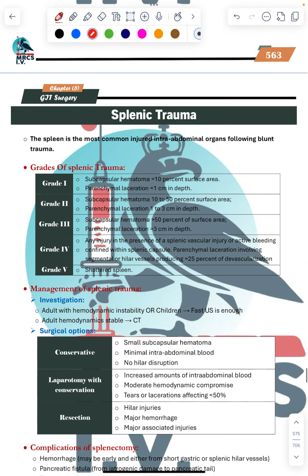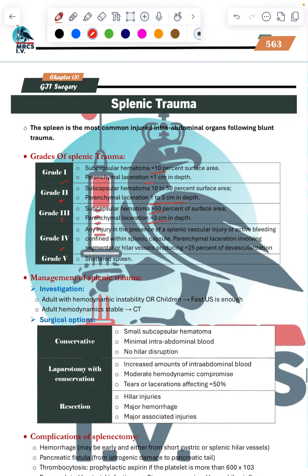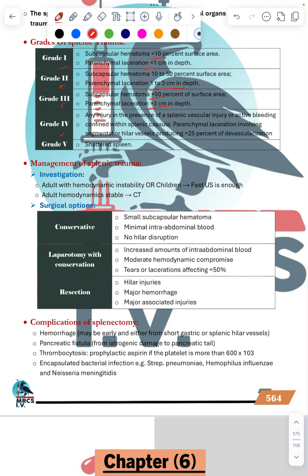So these are the splenic trauma. The spleen is a commonly injured organ. It lies under the 9th to 11th rib. Grades 1, 2, 3, 4: grade 1 is less than 10%, less than 1 centimeter; 10 to 15%, 1 to 3 centimeter deep; more than 50%, more than 3 centimeter deep. Any injury in the presence of splenic vascular involvement is graded higher.